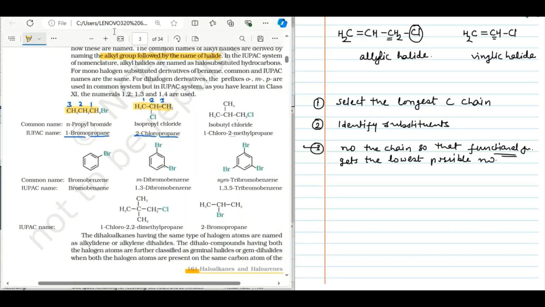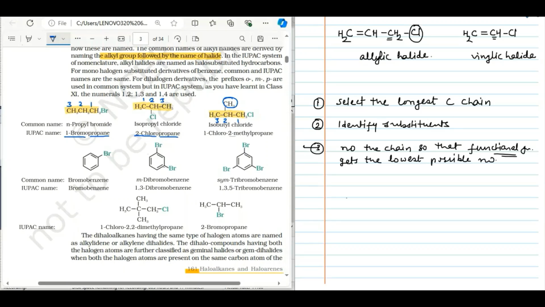Now come to the next example. Here first of all select the longest carbon chain that includes your functional group. So chlorine is the functional group. That's why we have to select this chain which includes the functional group chlorine. Now number the chain so that the functional group gets the lowest possible number. So that's why you have to number it in the right direction. So that's how chlorine gets the first number and this is the methyl substituent. It gets the second number.